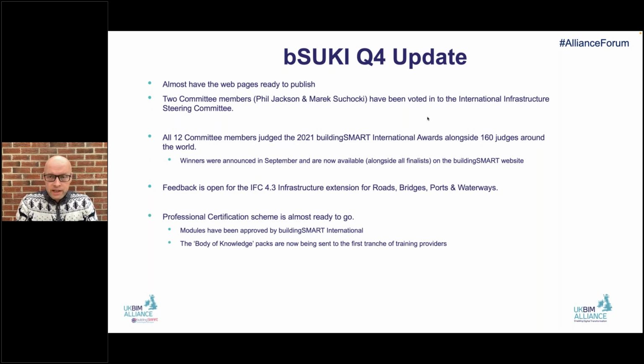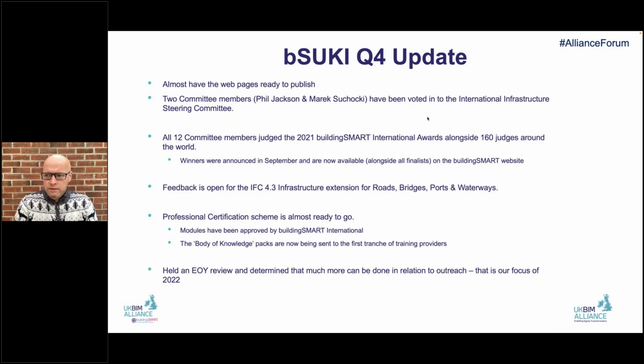As far as the professional certification scheme, a huge amount of work by Phil and the team, the extended wider UK BIM Alliance team. Module 6 has now been approved after 2 rounds of revisions at buildingSMART International. So they've been approved. That body of knowledge, as it's called, those packs are now being sent to the first tranche of training providers. So if there are any training providers who've signed the NDA in the first tranche and sent it back, you'll be getting your body of knowledge packs before the end of this week.